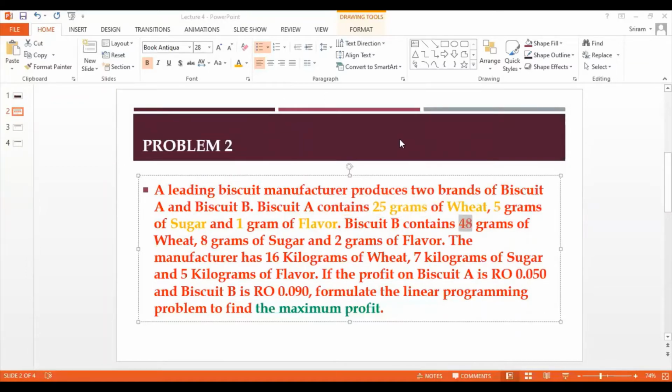They have given 48 grams of wheat, 8 grams of sugar, and 2 grams of flavor. So we identified the resources: wheat is one resource, sugar is the other, and flavor is the other. So we have three resources.